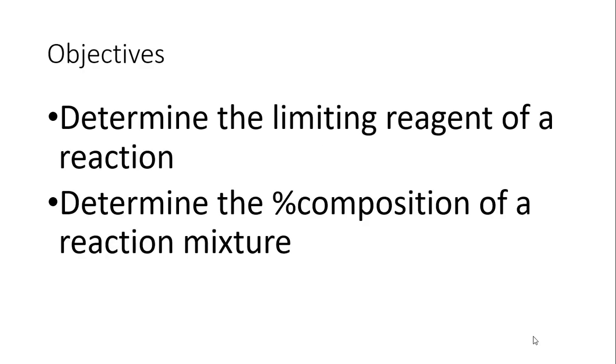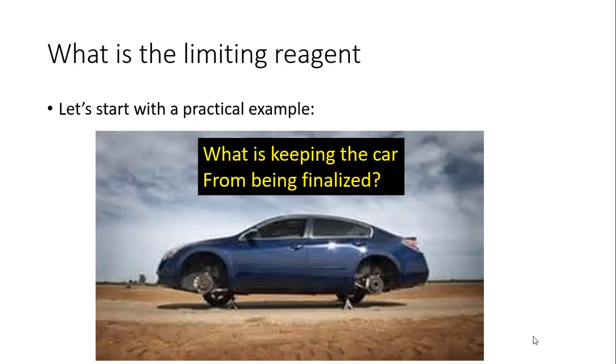Okay, so in today's experiment, we're going to be looking at determining the limiting reagent, and we're going to do this with potassium oxalate and calcium chloride. What we're going to determine from this reaction is which reagent is limiting, and we're also going to determine the percent composition of a reaction mixture, because we're going to start with a mixture of calcium chloride and potassium oxalate.